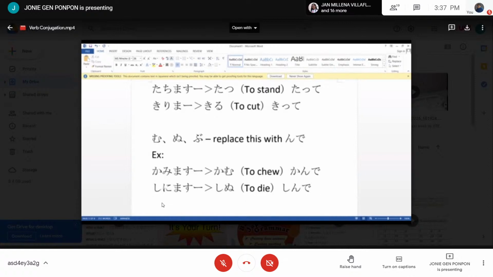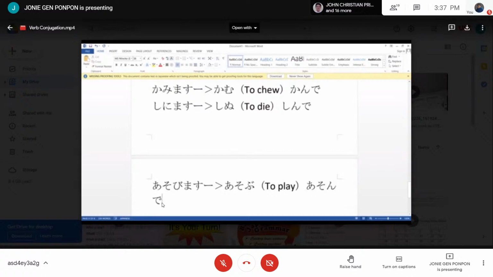Now for bu. Hai, asobimasu. Asobimasu. It will become asobu, meaning to play. It will become asonde. Okay. So, bu will be replaced with the nde. Now, it will become asonde.